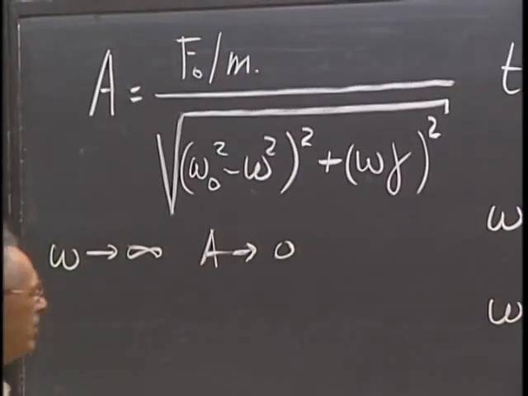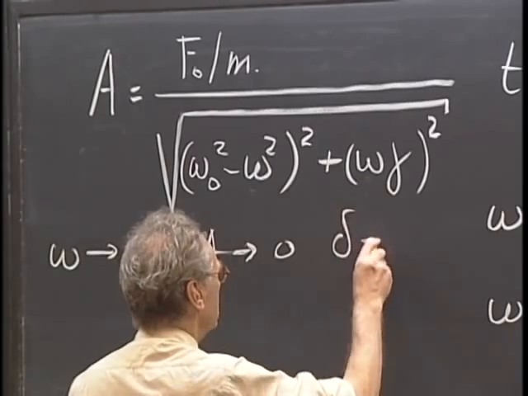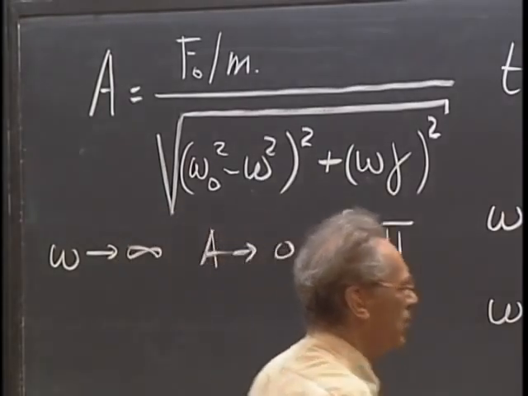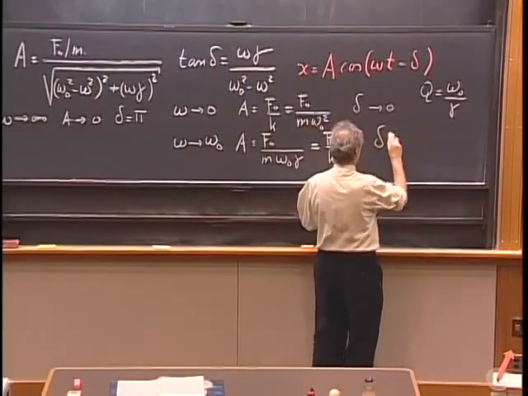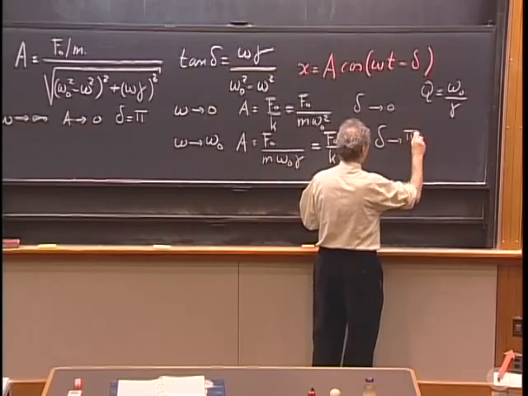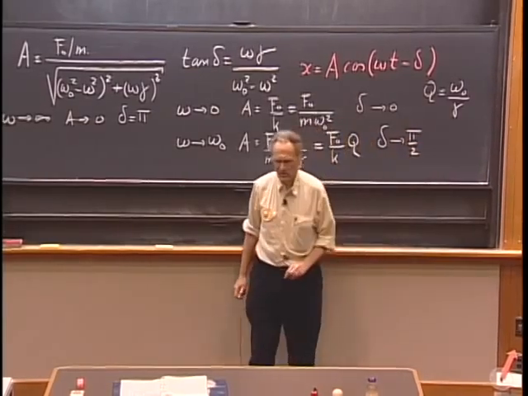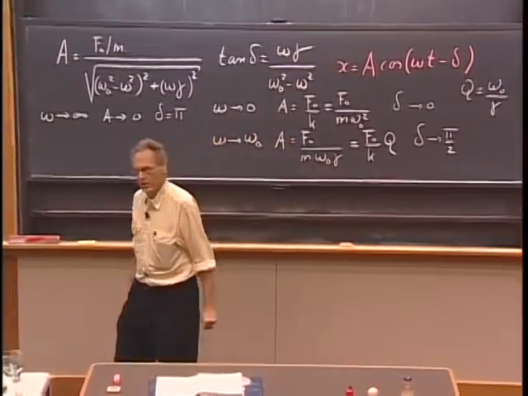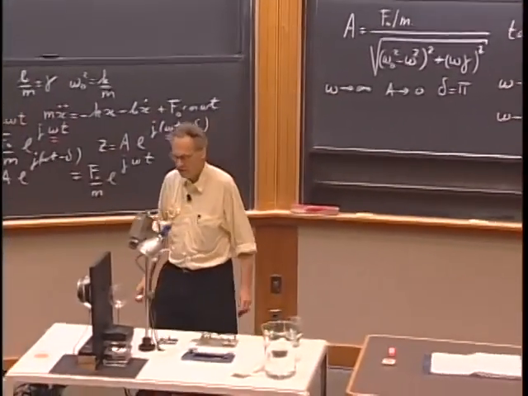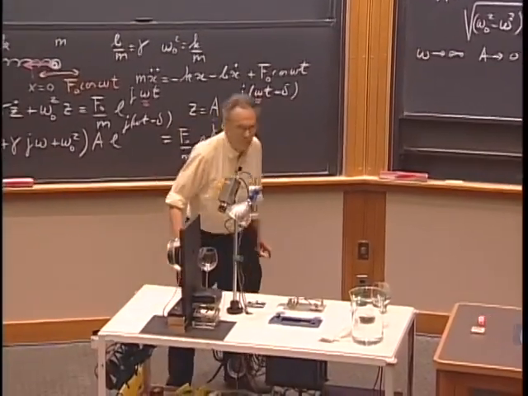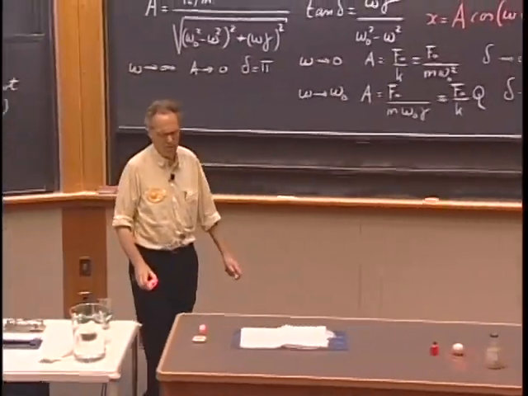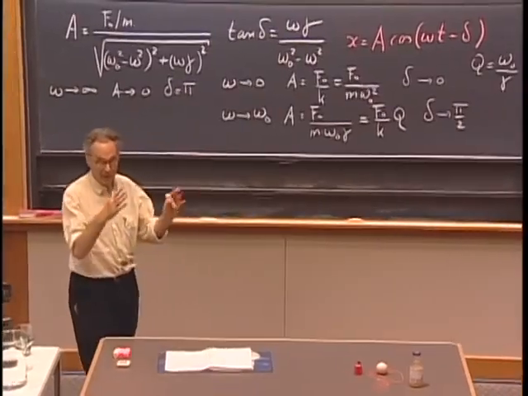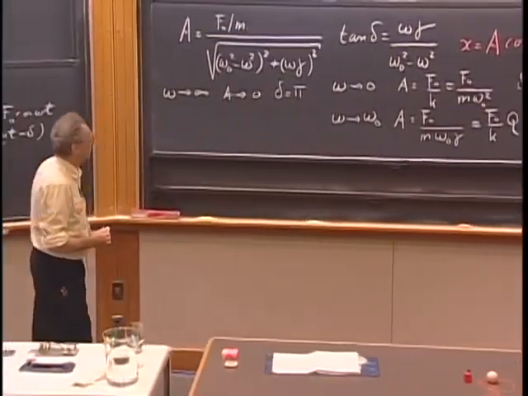What is not so obvious, that delta here is pi. And what is not so obvious here either, that delta goes to pi over 2 in case of resonance. In other words, at resonance, the driver and the follower are 90 degrees out of phase. The follower is 90 degrees behind. Very hard to imagine what that is like, but I will demonstrate it. You will be able to see it.